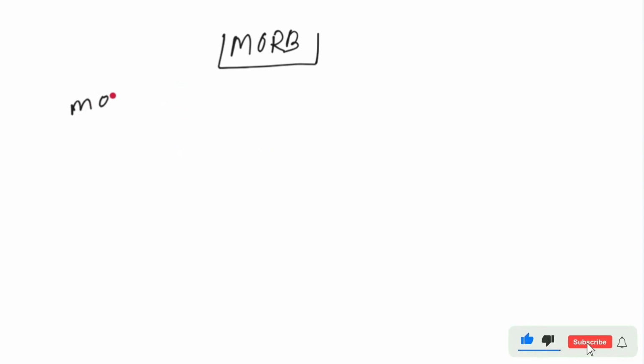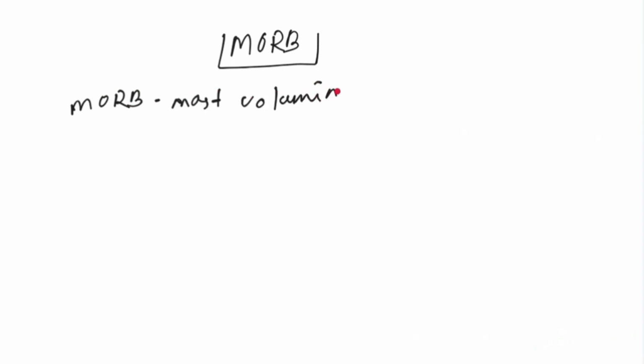Moving to the MORB, mid-oceanic ridge basalt. MORB is the most voluminous rock in the Earth's crust. Almost the entire upper part of the oceanic crust is filled with MORB.